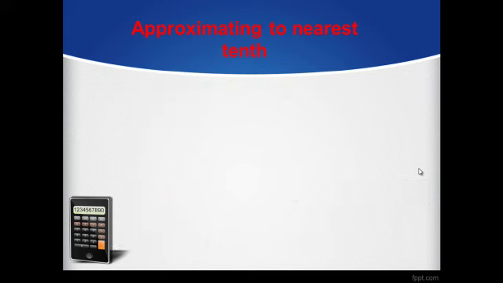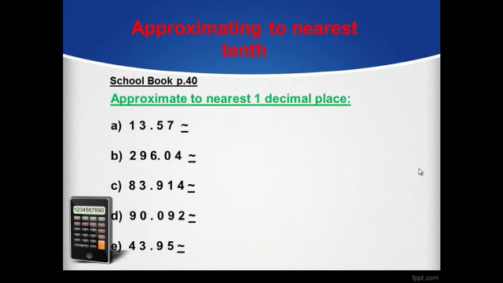Now, let's solve Schoolbook page 40. Approximate to the nearest 1 decimal place. Letter A, 13.57. Our 10th digit is 5. We will put the numbers before it same as it is, which is 13, and also we will put the decimal point. Then we will look at the hundredths digit, which is 7, a strong number. We'll give 1 to the 10th and 5 will become 6, and numbers after the 10th digit will be cancelled out.